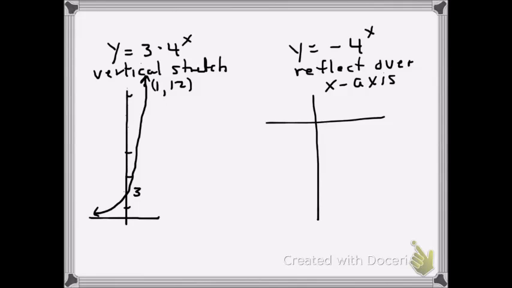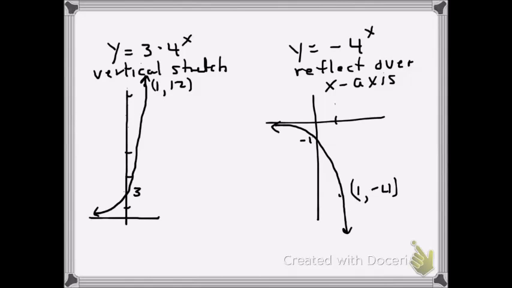On the other hand, when we have a minus sign in front of the exponential function, it reflects the graph over the x-axis. So it's a pretty dramatic change. When we put in x equal to 0, we will have a point at y equal -1. When x is equal to 1, y will be -4. So we have this decreasing function now.